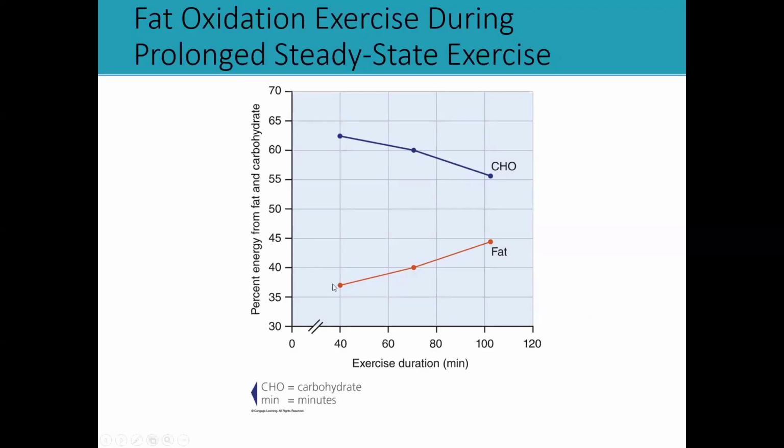But again, it's not that much. If you look at a percentage, you start at 40% fat and 62% carbohydrate, something like that. And then you're going to maybe a 10% increase in fat use over 100 minutes. When exercise is extended, you continue to see this rise. So that's it around fat and exercise. We'll see you in the next chapter.